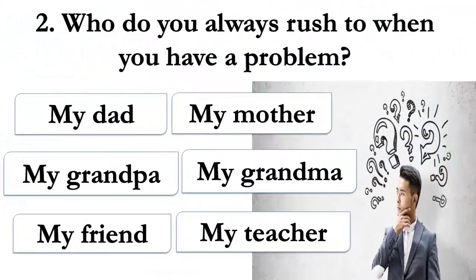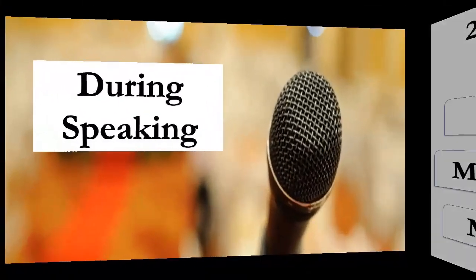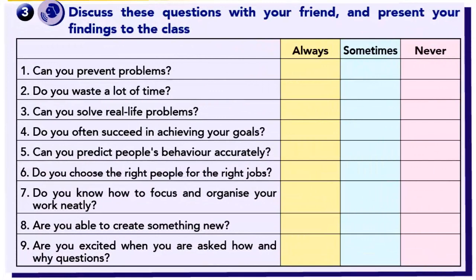Okay? Question number 2, who do you always rush to when you have a problem? Who helps you? My dad? My mother? My grandpa? My grandma? Or my friend? Or my teacher in the school? Okay? Now, during speaking here, discuss these questions with your friend and present your findings to the class. So, as you see here, in the first column, always. The second one, sometimes. The third one, never.